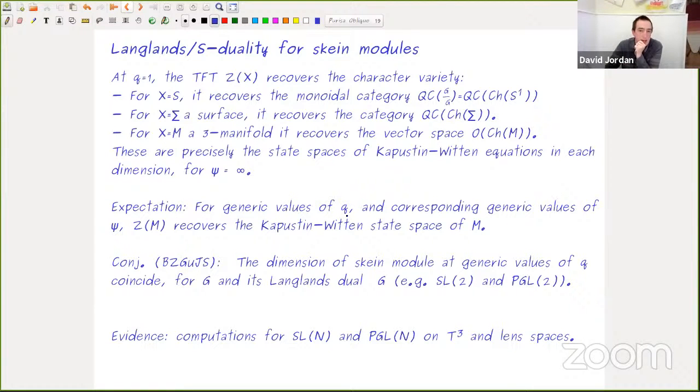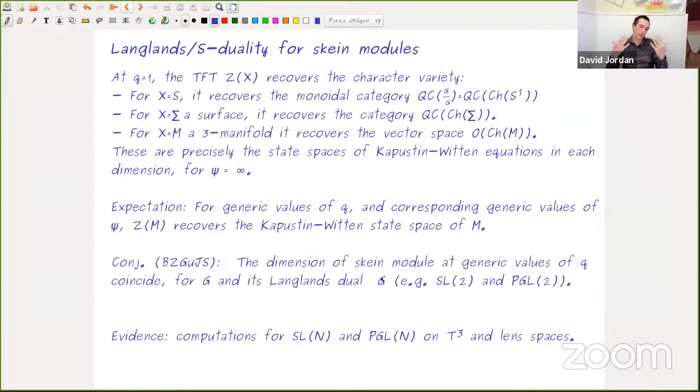But nevertheless, we expect that for generic values of q and the corresponding generic values of psi, this Z of M that we're studying, the skein module of the three-manifold, is the zeroth part of the Kapustin-Witten state space of the manifold. And so if this expectation holds, then the following conjecture follows, that the dimension of the skein module of an arbitrary three-manifold at generic values of q will coincide for the group G and its Langlands dual.